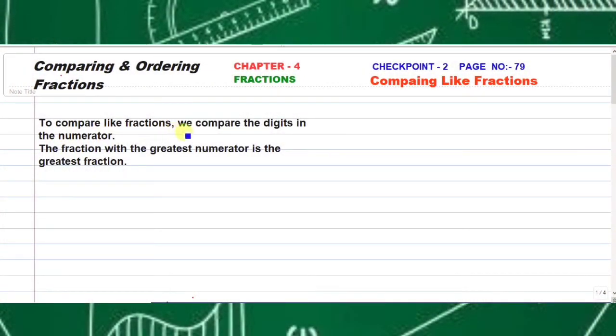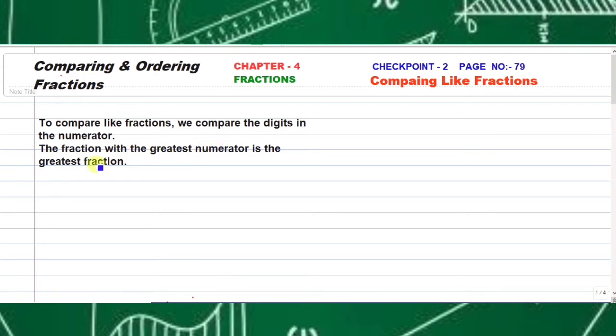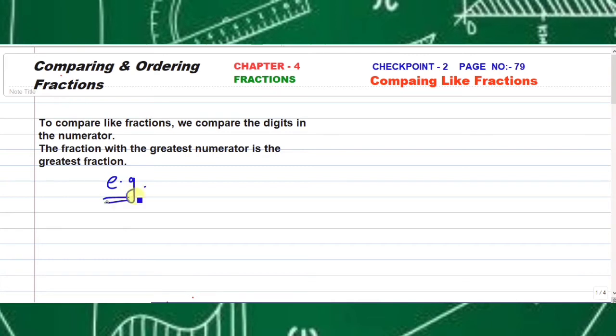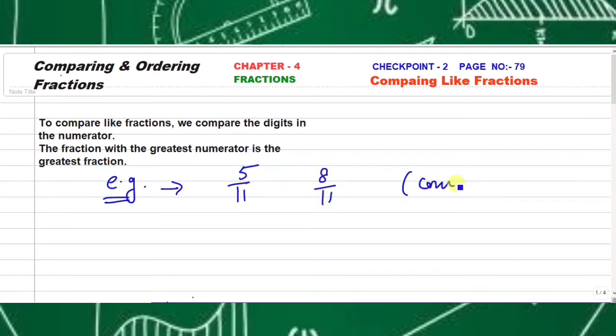To compare like fractions, we compare the digits in the numerator, and the fraction with the greatest numerator is the greatest fraction. For this, I am showing you an example. Suppose we have 5 by 11 and 8 by 11. We have to compare which fraction is greater.